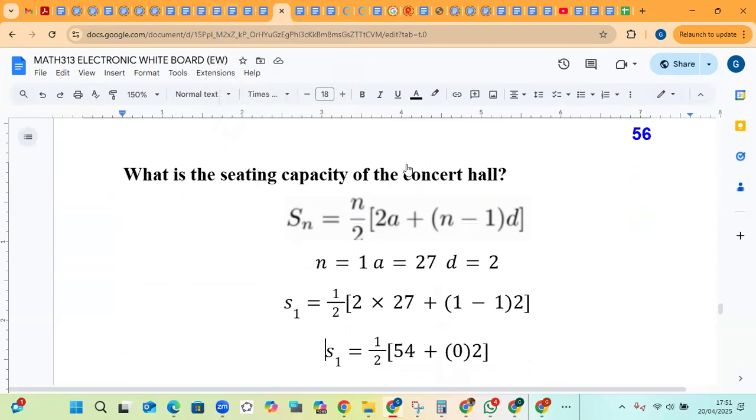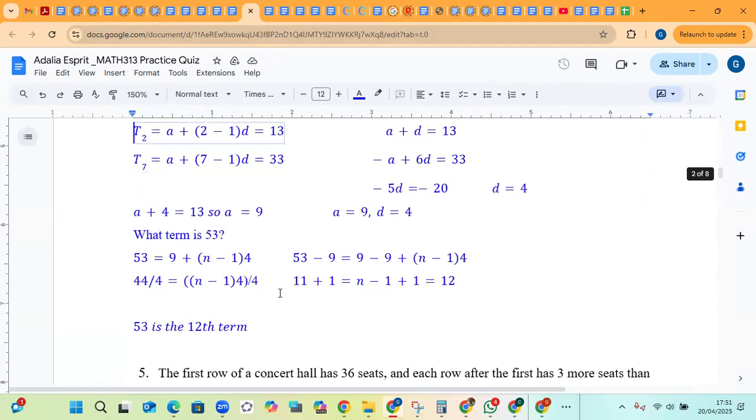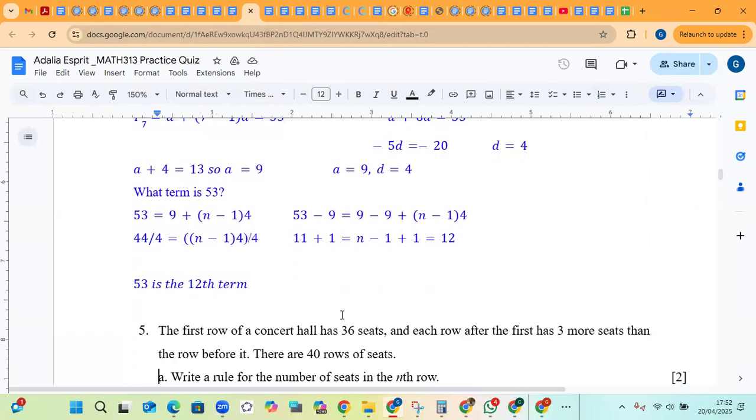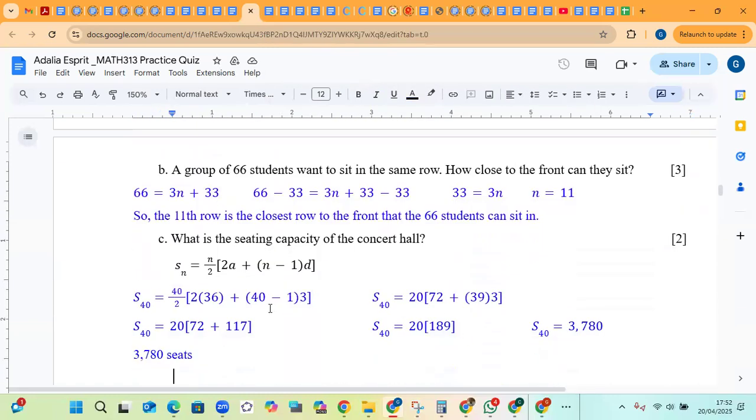So in our case now, A is 36, N is 40, and D is 3. From the beginning, this information was given. It says the first row, so that's A, is 36. There are 40 rows, so N is 40. And the common difference is 3. So these values were appropriately substituted into the sum formula. And here you have it.